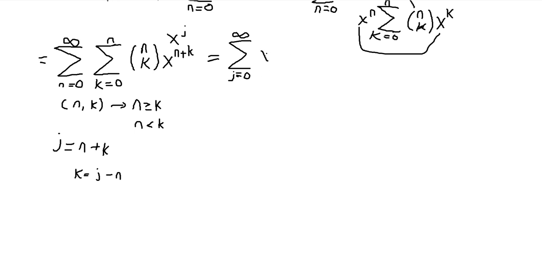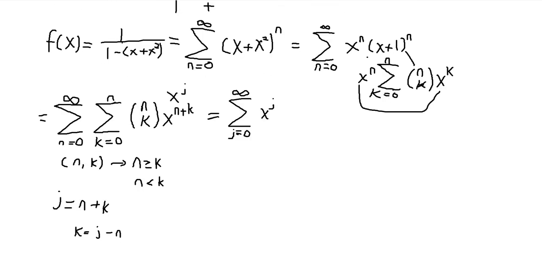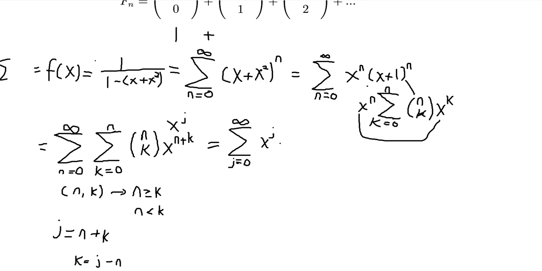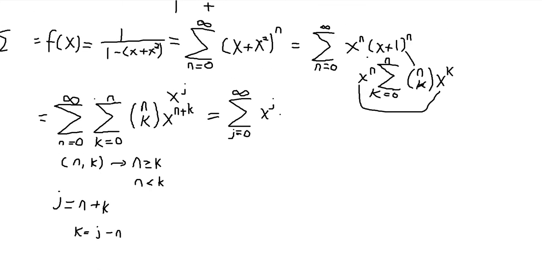So now we have x to the j. Now we just have a single sum. And notice what we started with. We started with the generating function for Fibonacci numbers, which is just a single sum of polynomial terms times some Fibonacci number. So if we can find the coefficient of x to the j, then we can find what our jth Fibonacci number is.